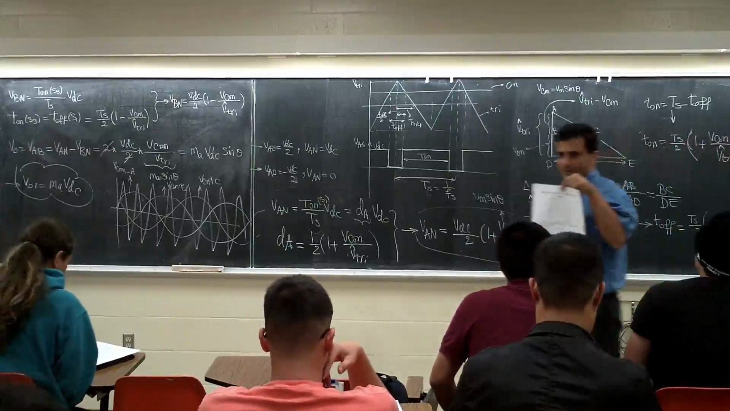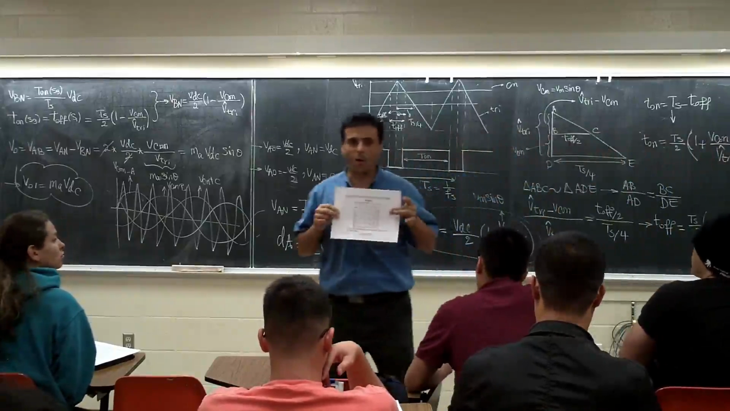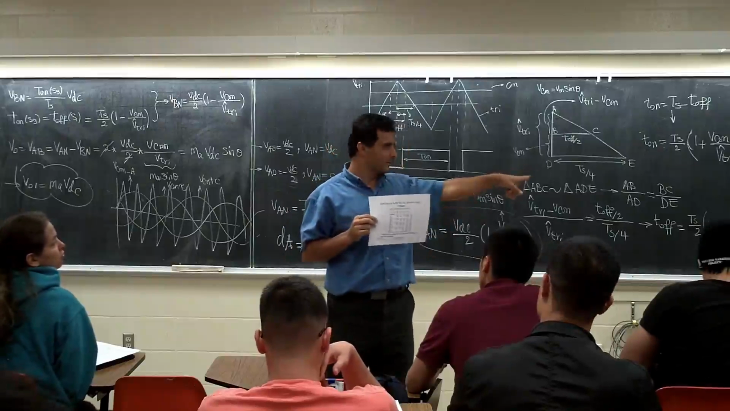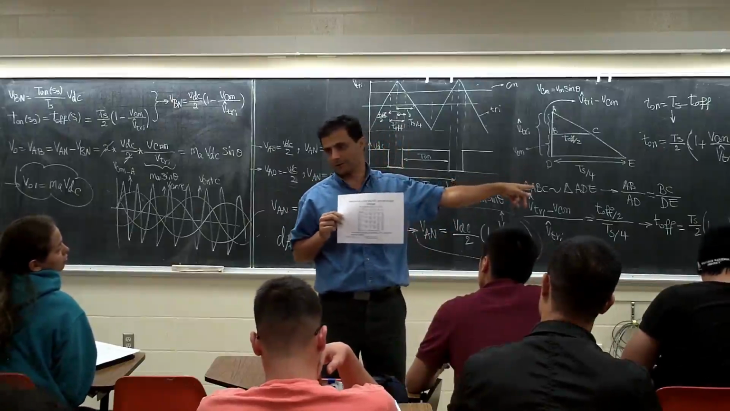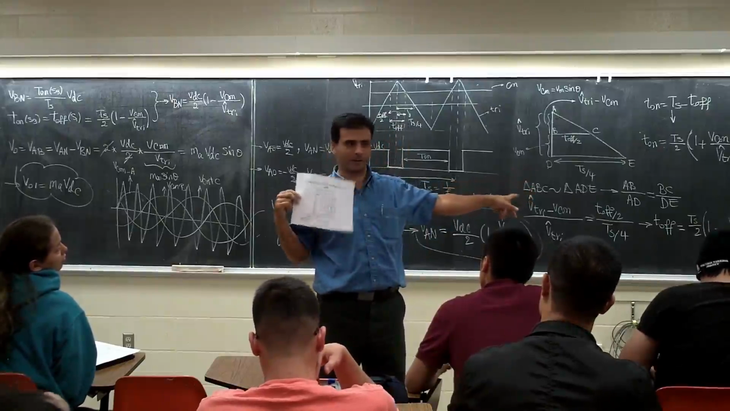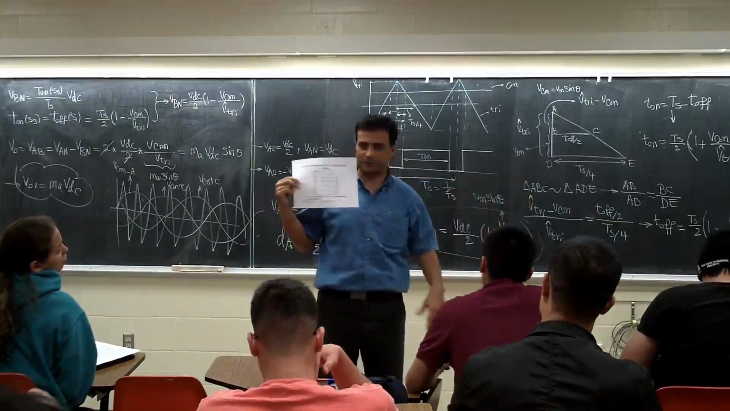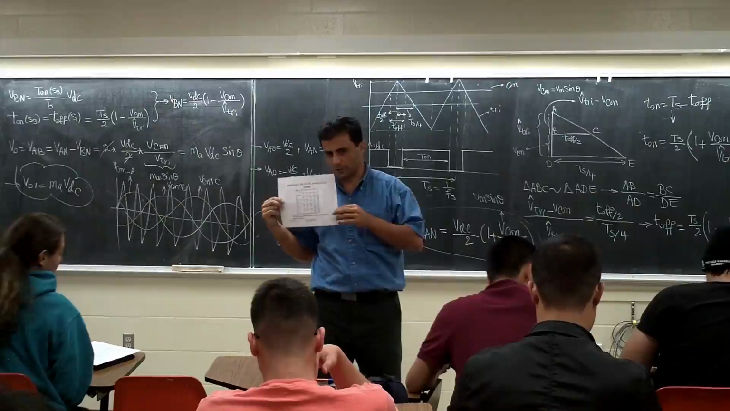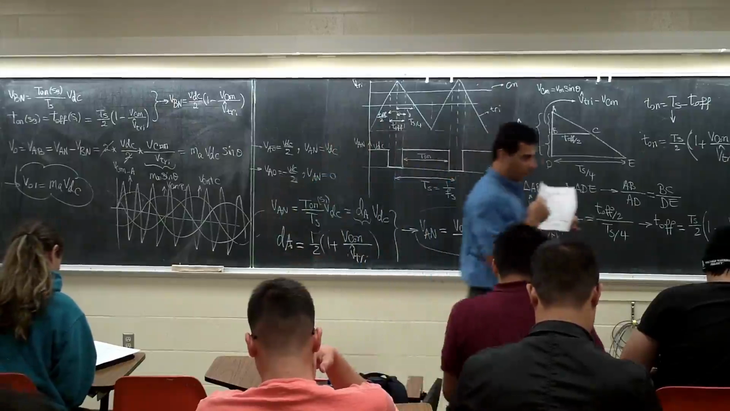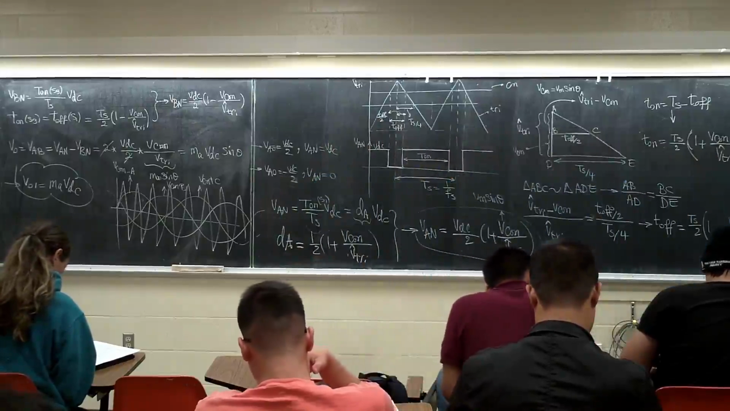This table is calculating all the harmonics for the bipolar switching, and it makes your life easy. Think about it, if you're going to calculate all these harmonics yourself, that's a Fourier series, how much work it is. So you will use this table for your homework. This is a very, very helpful table.